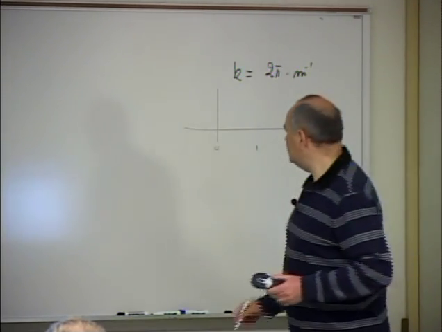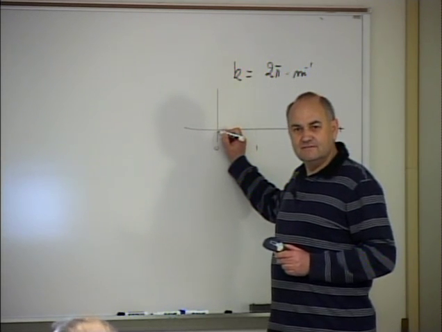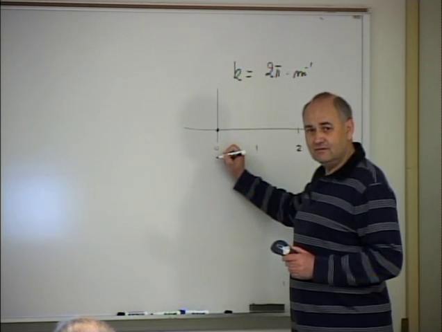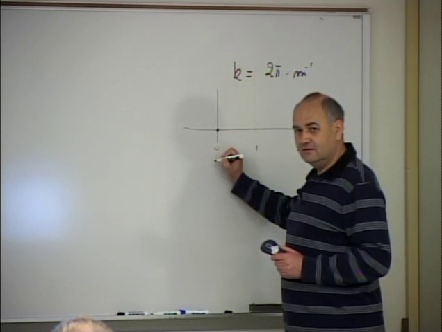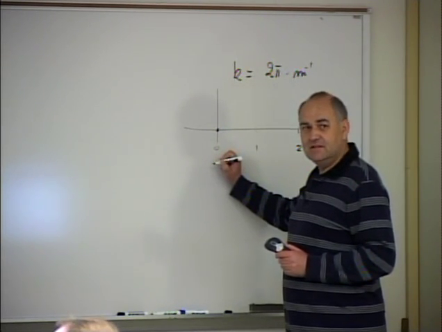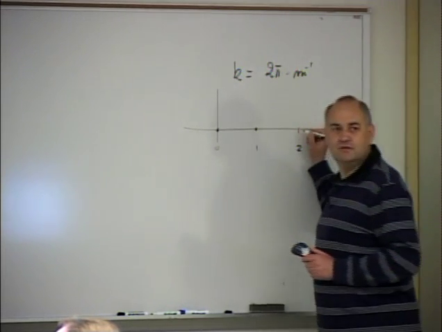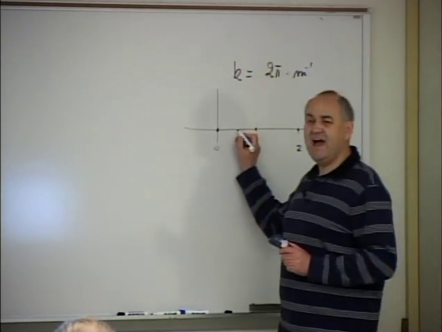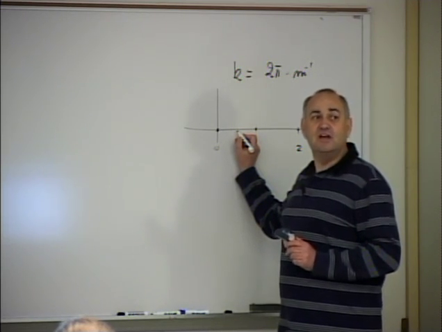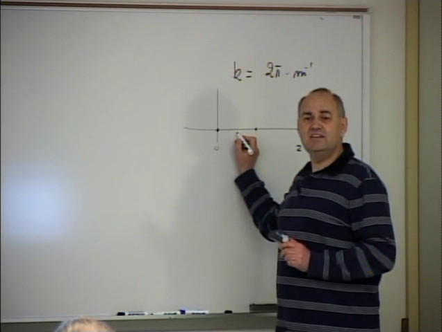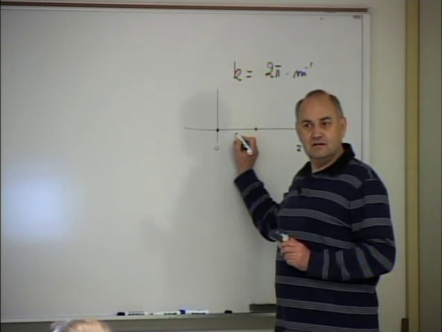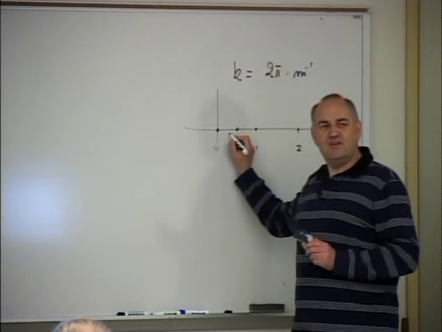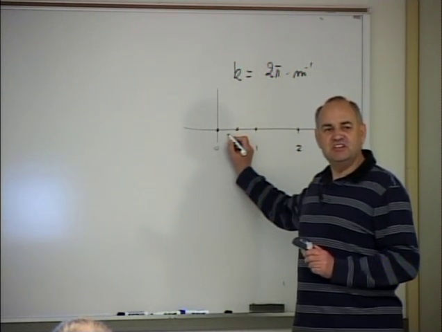So what will be the value of the function at 0 meters? 0. What will be the value of the function at 1 meter? 0, correct. How about 2? 0. Is the function everywhere going to be 0? Let's try 1/2. Argument will be pi, correct? Now sine of pi is 0.